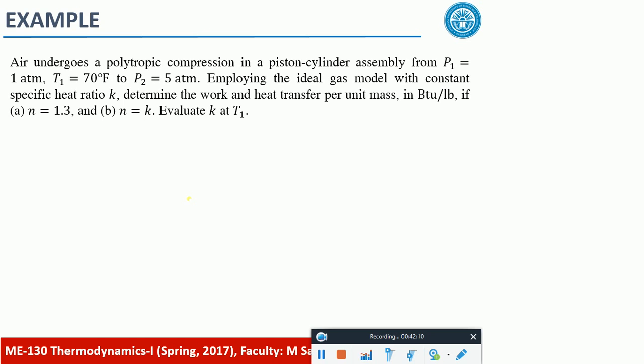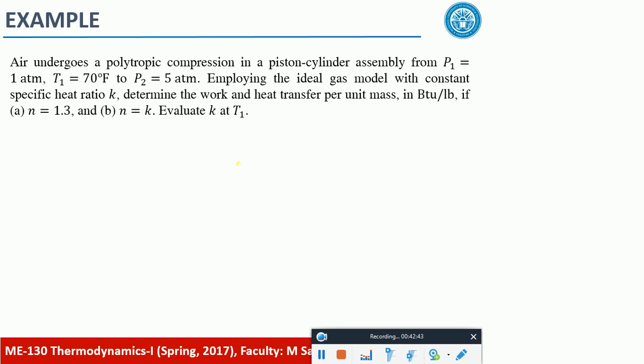I mean, you can see that you can use the relationship for work for n not equal to 1, n is equal to 1.3. I hope you understand the difference between n for a polytropic process, which is the exponent, and n in the ideal gas model, that was number of moles. So then you have work done equal to MRT over T2 minus T1 divided by 1 minus n, because you need to find work per unit mass, so you don't need to worry about mass.